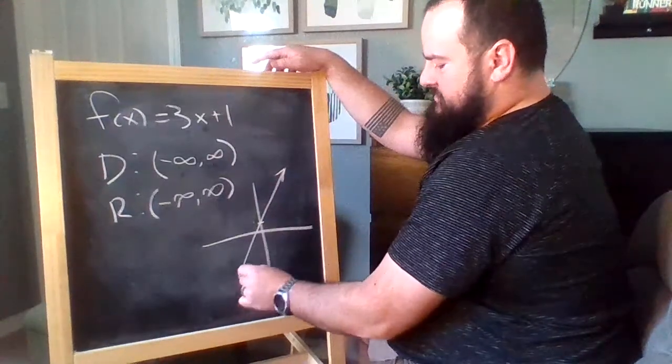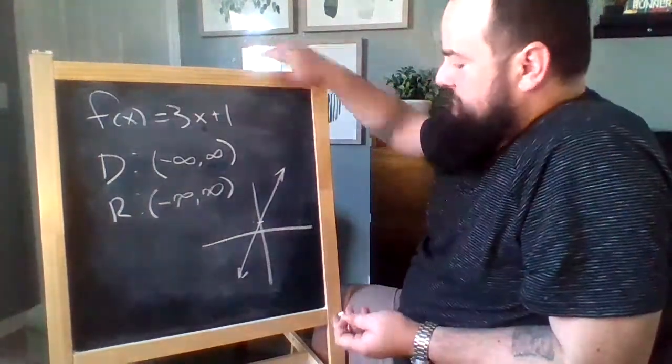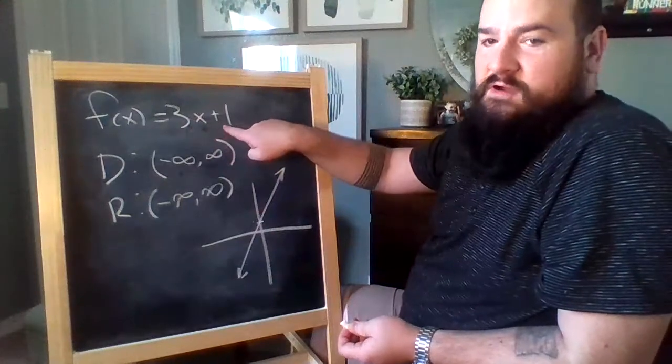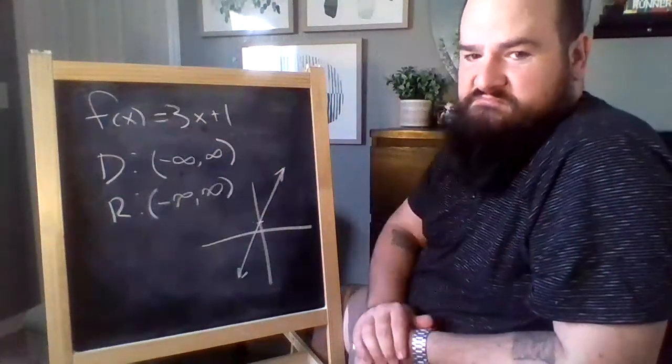Our graph looks something like this, right? It's a line with a slope of 3, y-intercept of 1. Pretty easy.